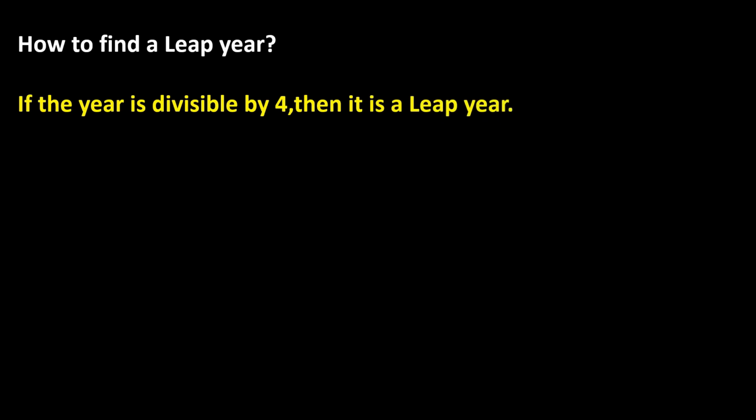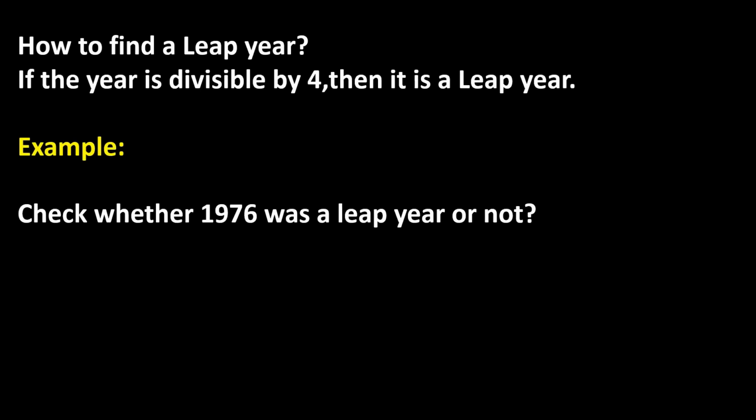So how to find whether a year is a leap year or not? If a year is divisible by 4, it is a leap year. If it is not divisible by 4, it is not a leap year. Now we can learn with a simple example. Check whether 1976 was a leap year or not.